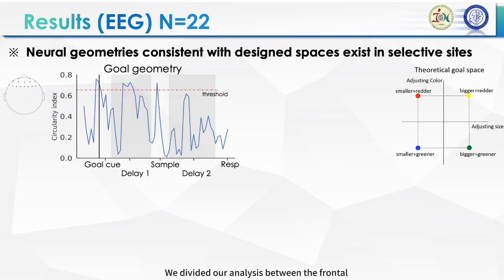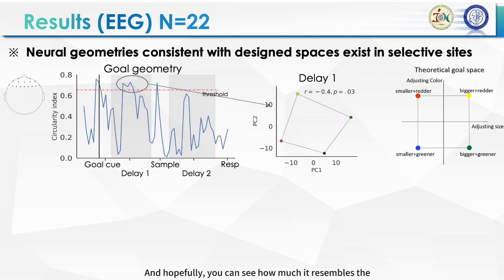We divided our analysis between the frontal and posterior EEG channels, and here it first shows the group level Go geometry time course in frontal channels, and the red line represents the significant threshold. It seems that only during delay 1 it has an extended period of time when circularity exceeded the threshold. And if we take the average delay 1 data out and project it onto the low-dimensional subspace, it looks like this. And hopefully you can see how much it resembles the designed task goal space.